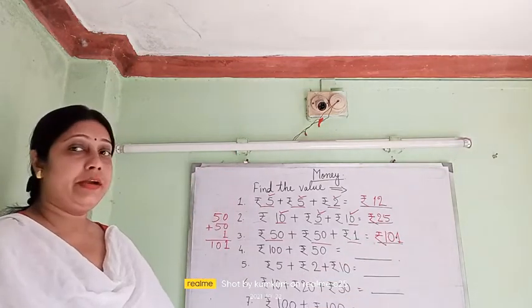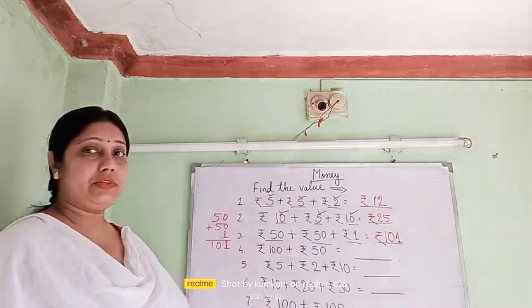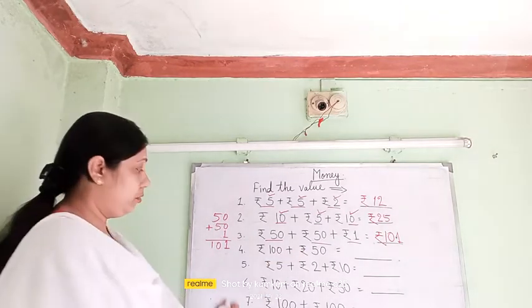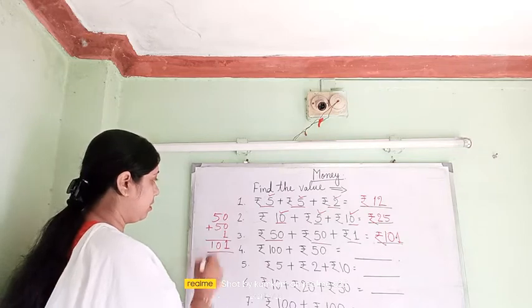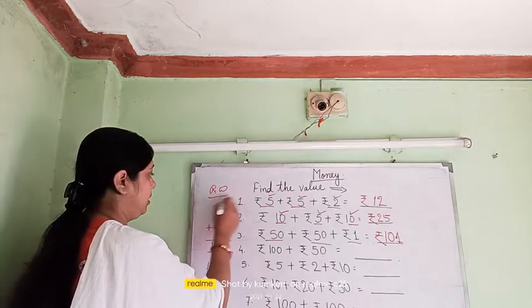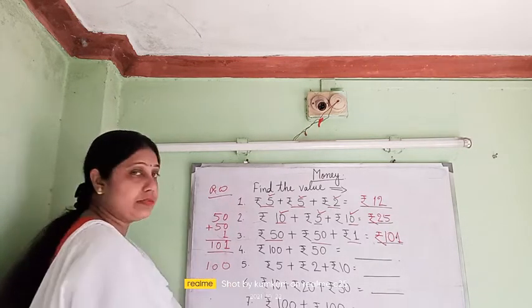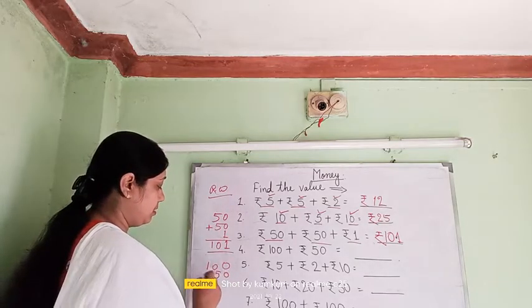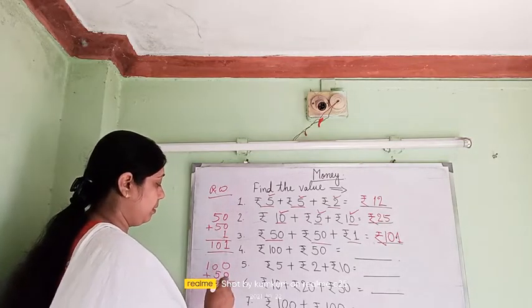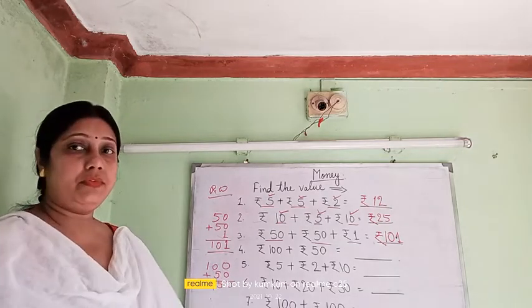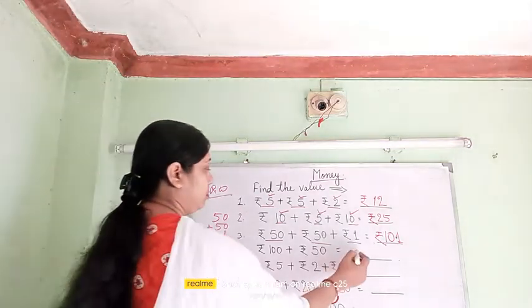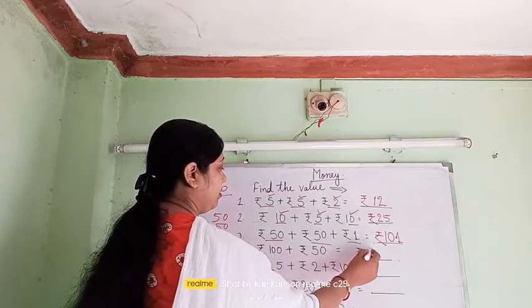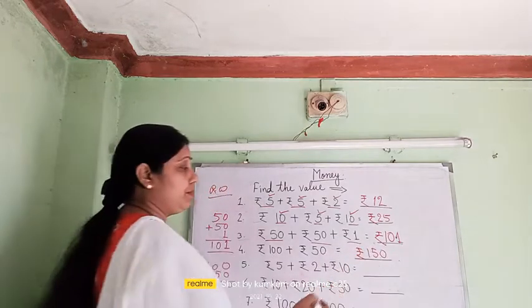Next, 100 rupees plus 50 rupees. You can write the rough work on any side. 100 rupees is a 3-digit number, and below it you write 50 rupees. So the answer will be 150 rupees. Put the rupee sign and then write down 150 rupees.